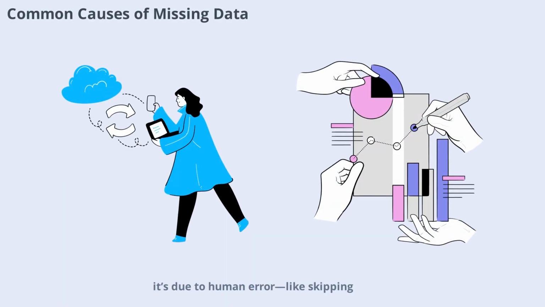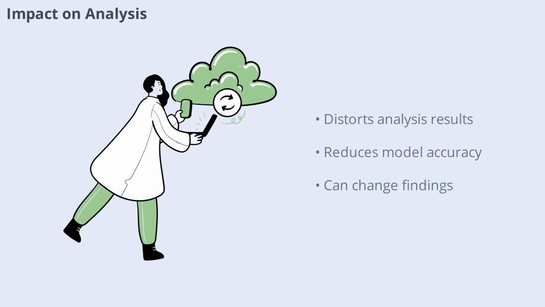Missing data can arise from many sources. Sometimes it's due to human error, like skipping survey questions or entering data incorrectly. Other times, technical issues such as system crashes or data transfer problems are to blame. In some cases, missing data is intentional, such as when sensitive information is withheld. Understanding the root cause helps you determine whether the missingness is random or systematic, which is key for choosing the right handling technique.